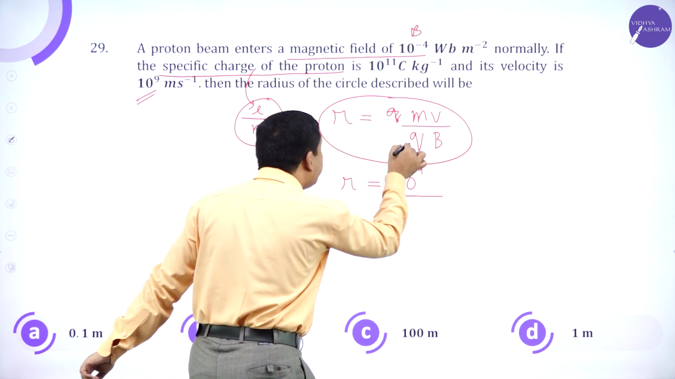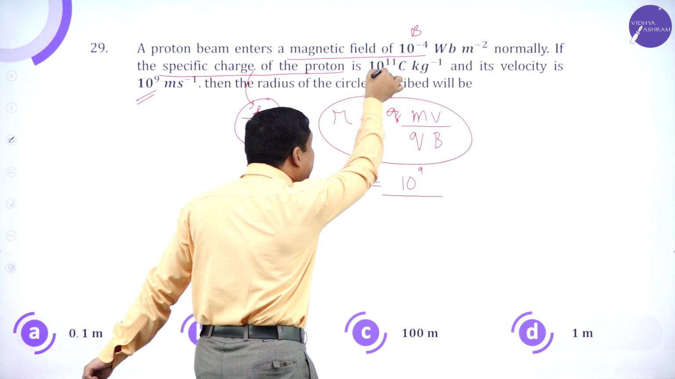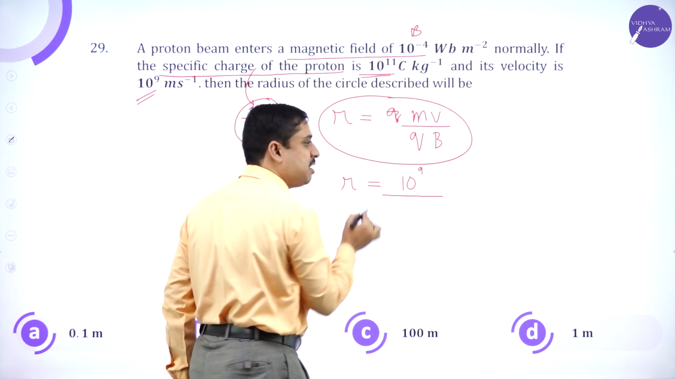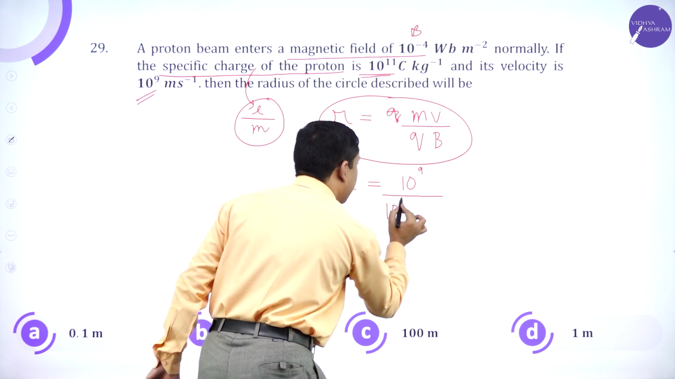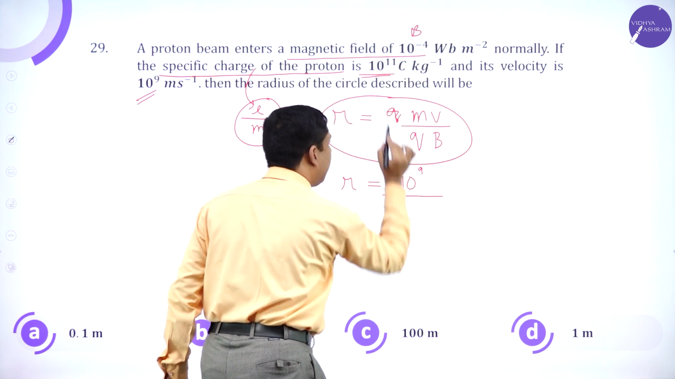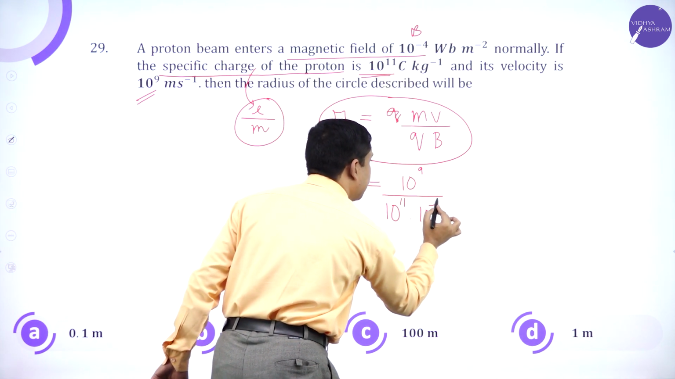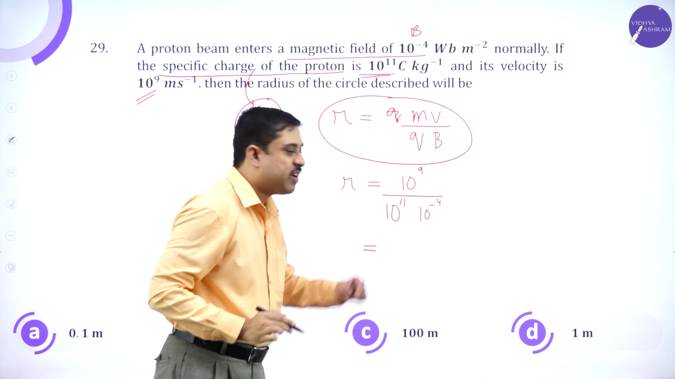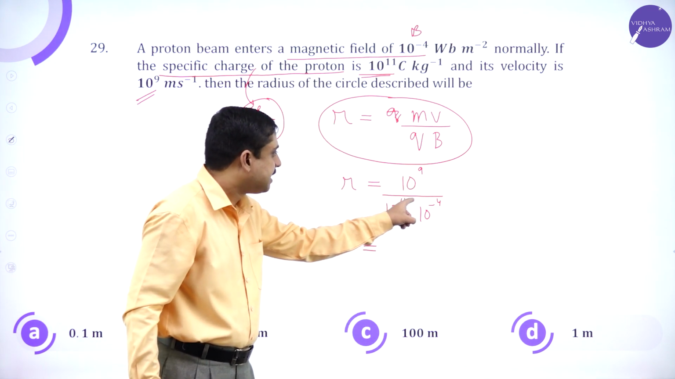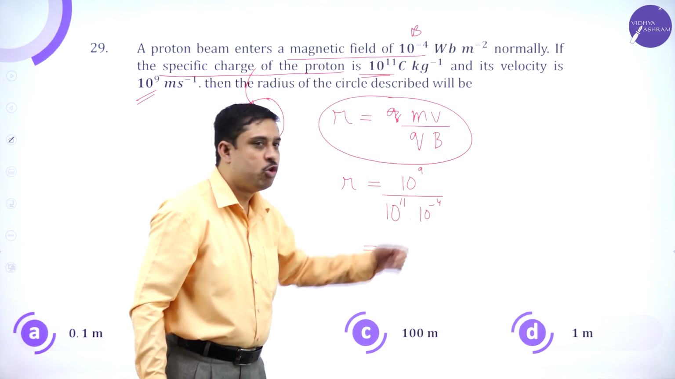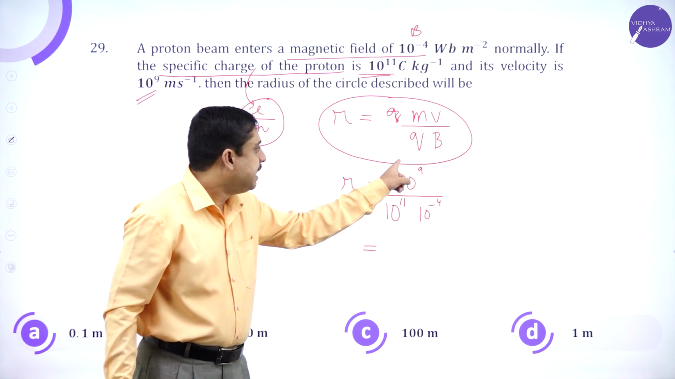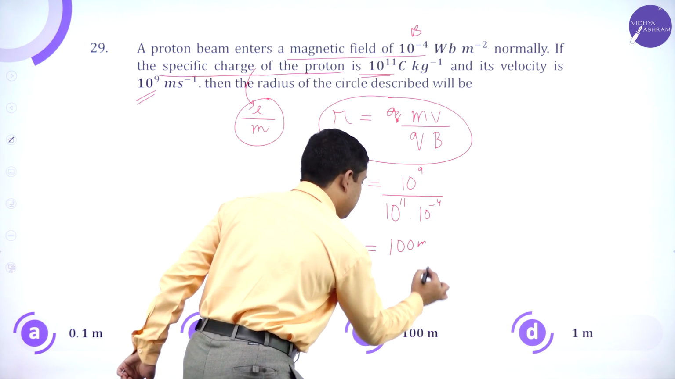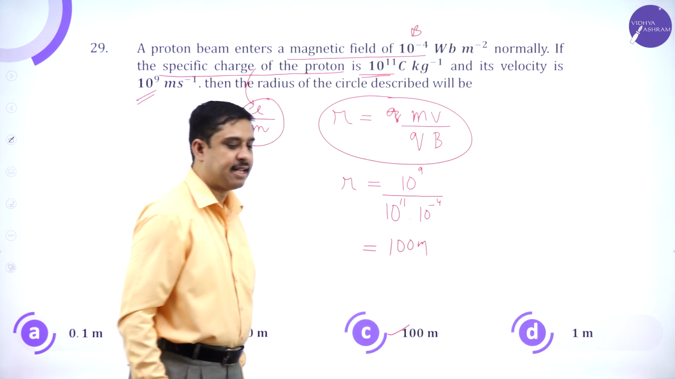This M by Q is 1 by 10 power 11. Why? E by M is so much. So 11 into 10 power minus 4. So this is 10 power 9. This 11 goes to the numerator as minus 7. 9 minus 7 is 2. So 100 meter will be the answer.